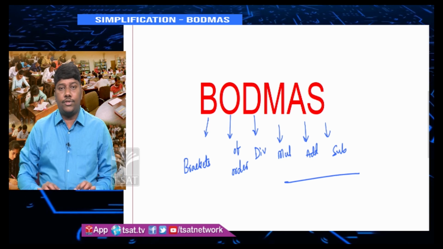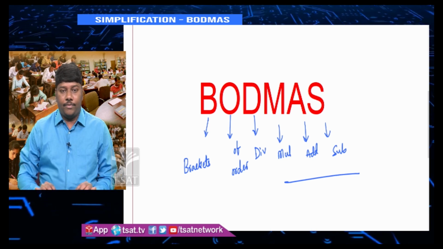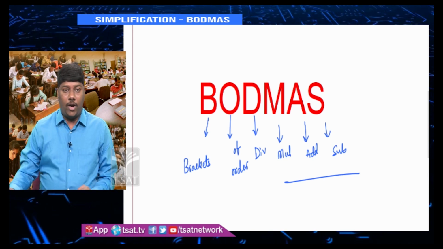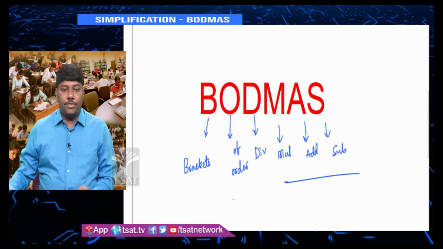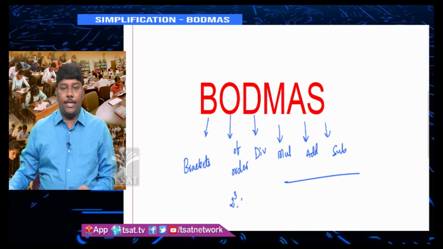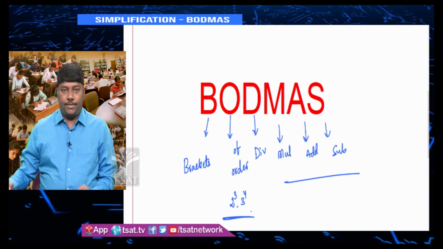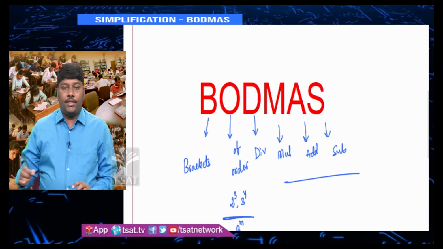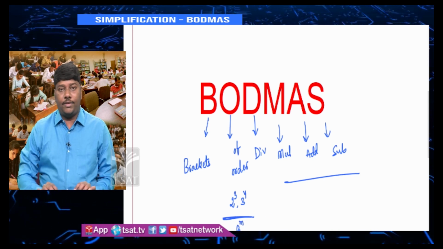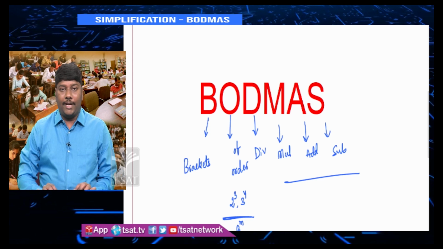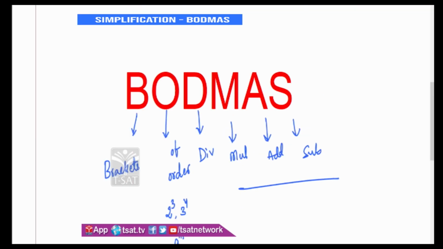First priority goes to brackets. So that is B. Then after that, of, or else order. Order means suppose you have 2 to the power of 3 or 3 power 4, something like this. So A to the power of M. These kinds of things are order. Then after that division, then multiplication, then addition and subtraction.